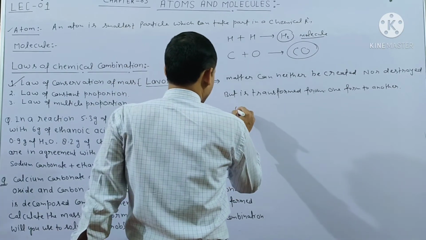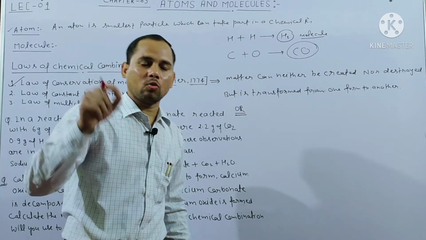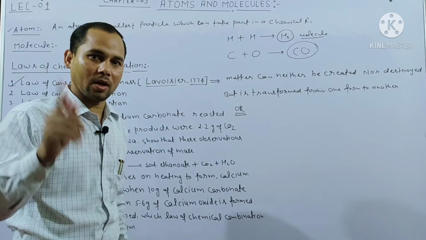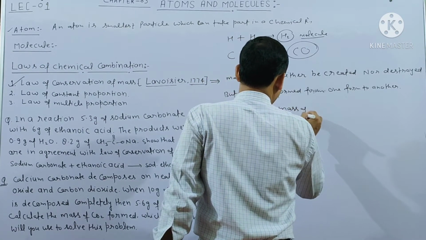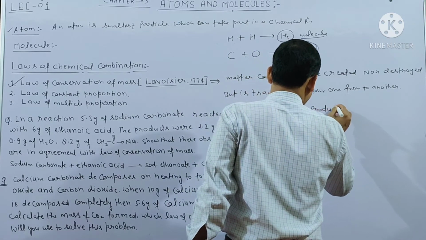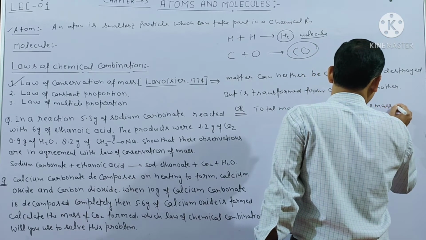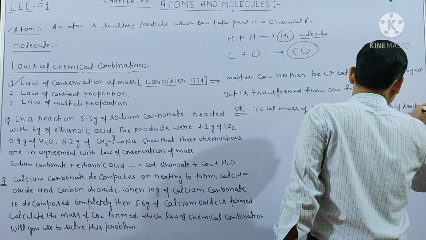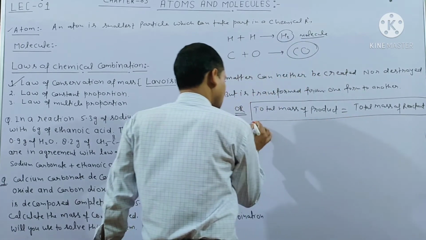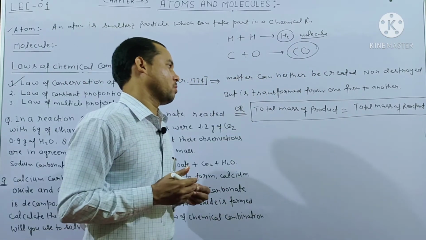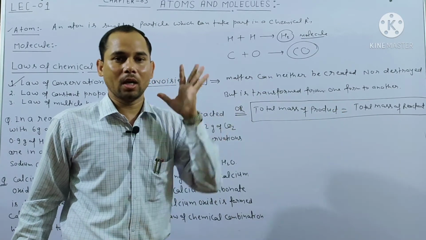We can also define the law of conservation of mass like this: the total mass of product is equal to the total mass of reactant in a chemical reaction. This is also the definition of the law of conservation of mass: total mass of product equal to the total mass of reactant in a chemical reaction.